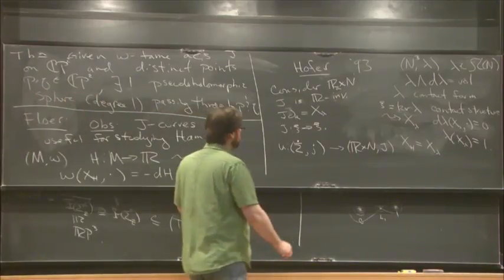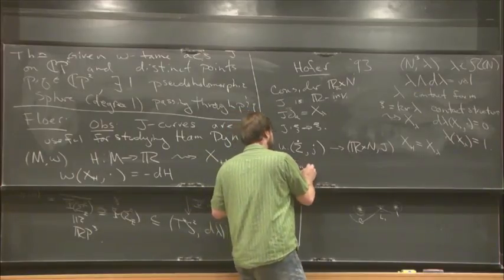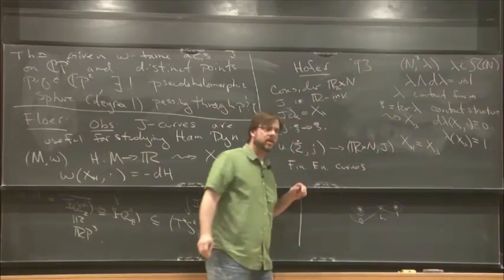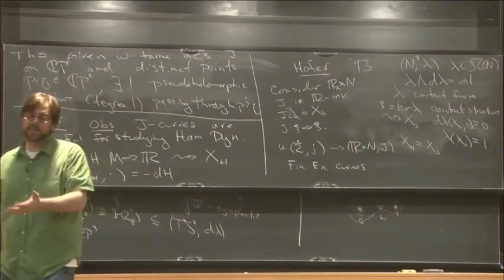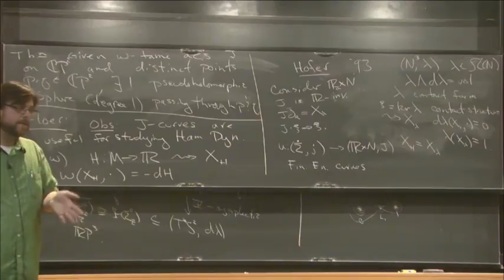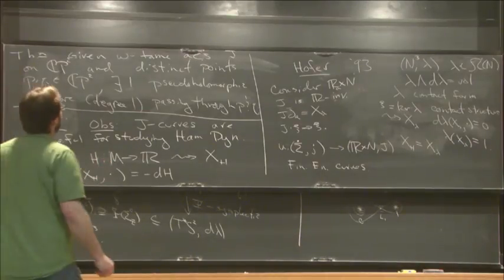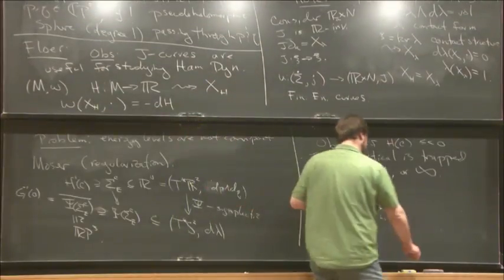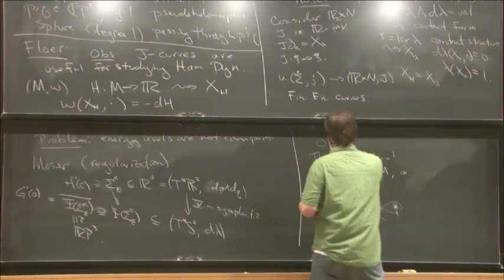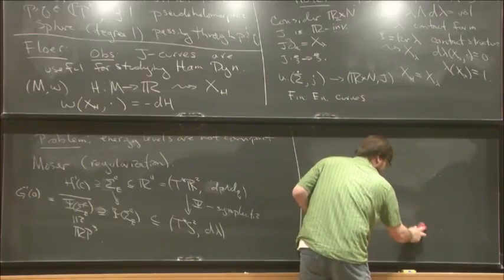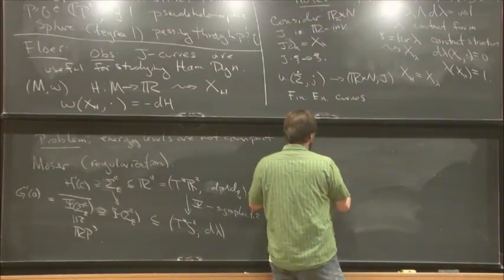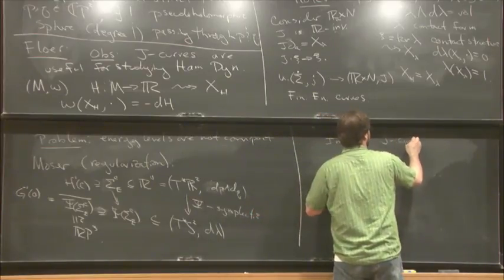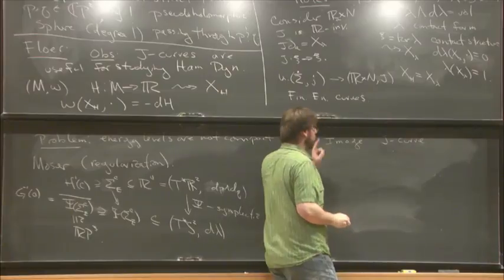And then he considers a particular class of finite energy curves. So the finite energy condition I don't want to write down. It essentially says that the map u ends up being proper and that the d lambda integral is finite. Right? Now, if you do this, something interesting happens. You can look at the image of a pseudoholomorphic curve, in particular one of these finite energy pseudoholomorphic curves.